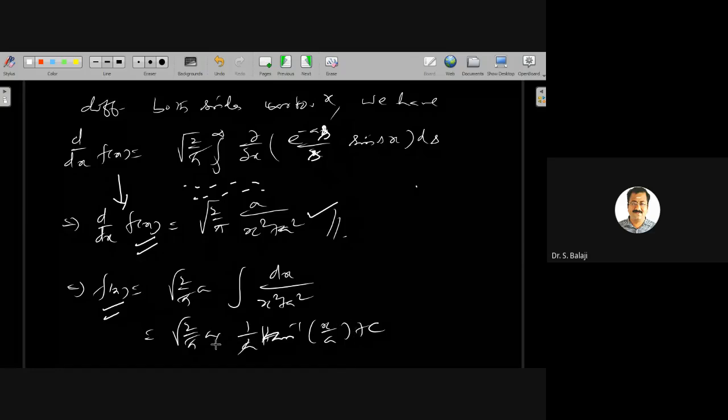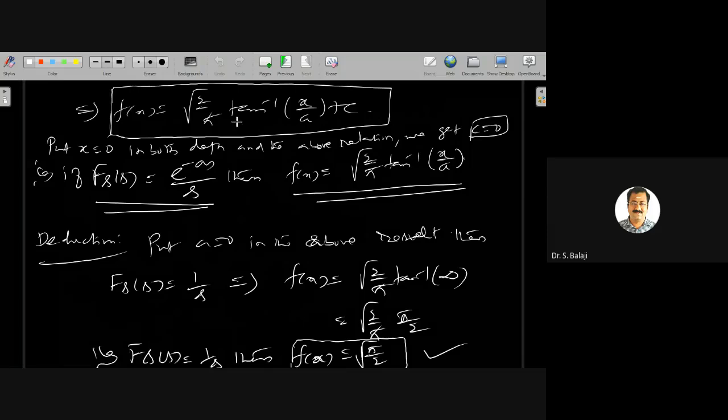A gets cancelled here. Therefore, that is equal to root of 2 pi tan inverse x by A plus c. That is your f of x.